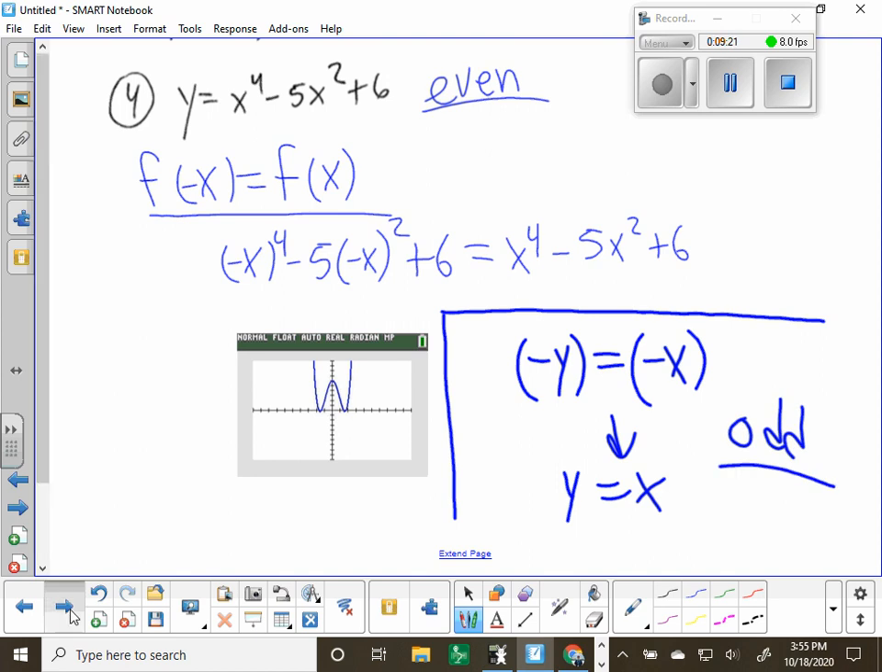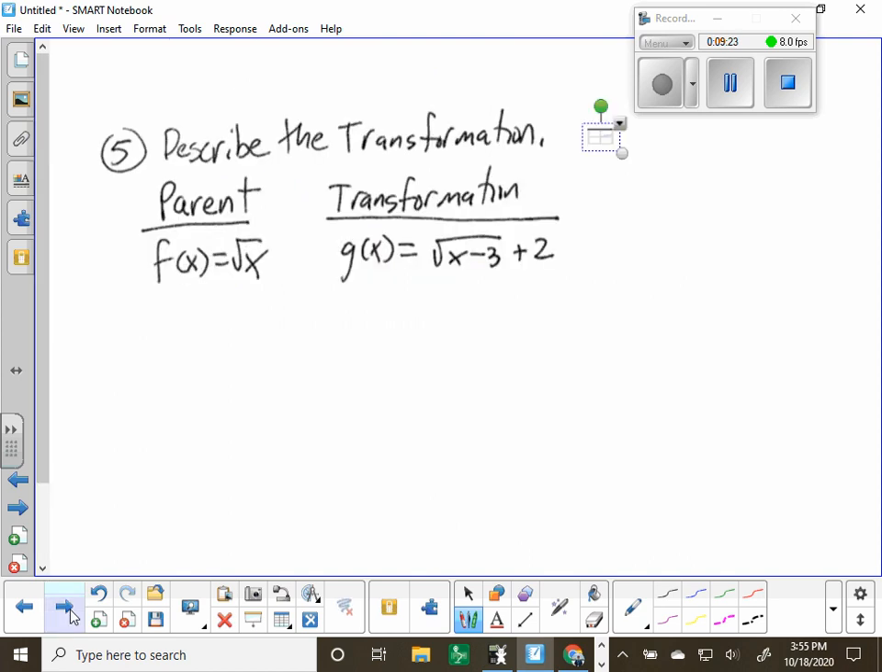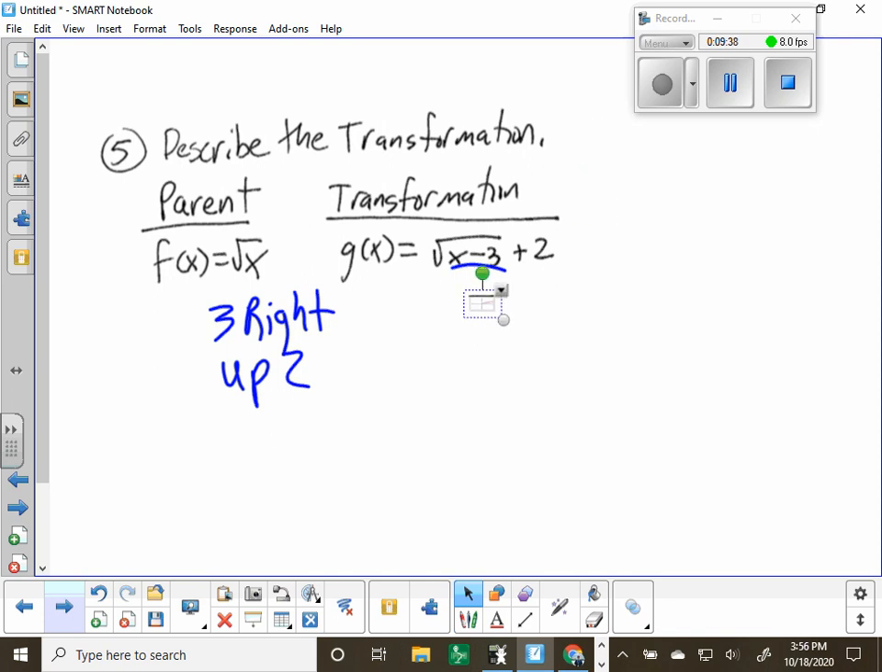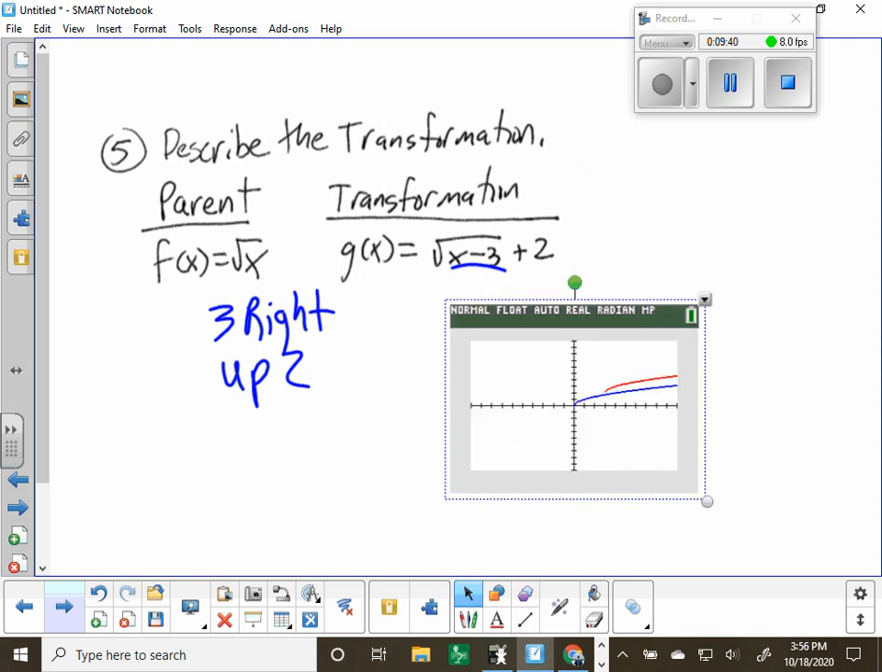Okay, number 5. You're supposed to describe what happened here. Remember, this right here moves the original function 3 spaces to the right, so it's 3 right. You have to think backwards when it's inside the function, and then up 2. And again, if you're not sure of this, look what we just did here. I typed it into the calculator, and you can clearly see that the blue function moved 3 spaces to the right and up 2 spaces.